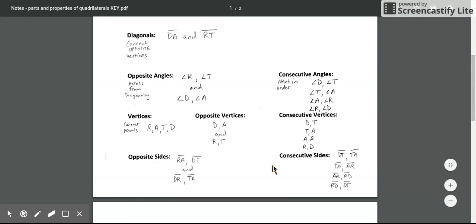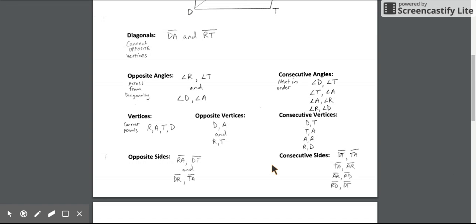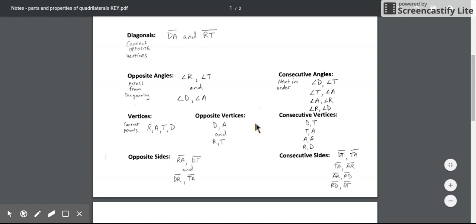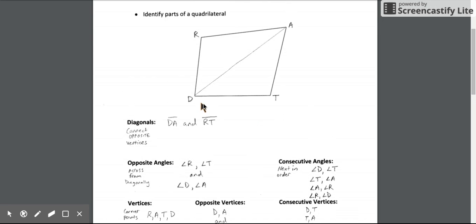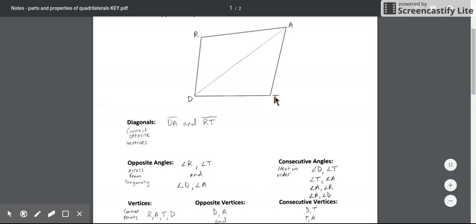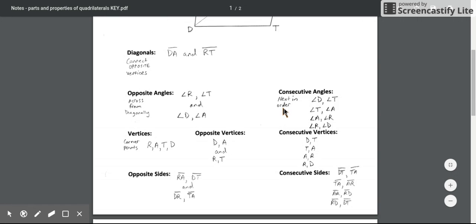Consecutive sides are sides that come next in order as we go around the shape, or just sides that are next to each other. So there are 4 pairs. We can start down here with segment DT. That's consecutive with segment TA. Segment TA is consecutive with segment AR. And segment AR is consecutive with RD. We can name those in any order, as long as they are sides that are next to each other, they're consecutive sides.